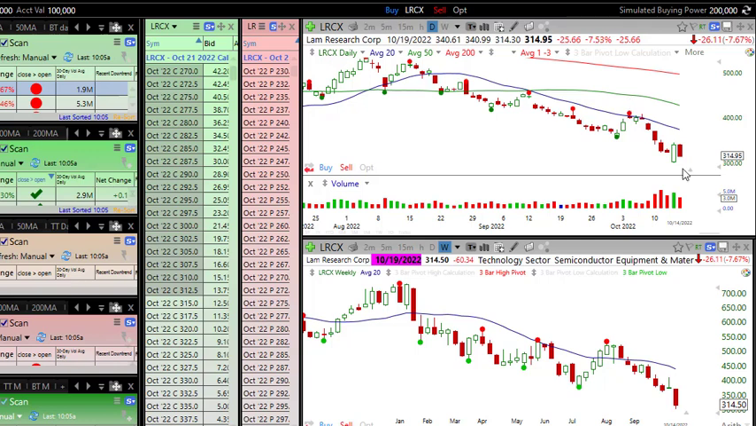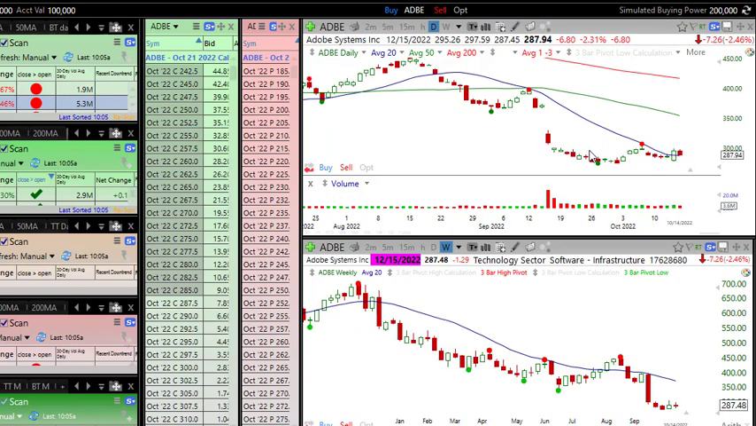LRCX, it's in a downtrend. That's a negative right there. Second negative, it's greater than 50% retracement. I have no interest. Adobe, I do have interest.